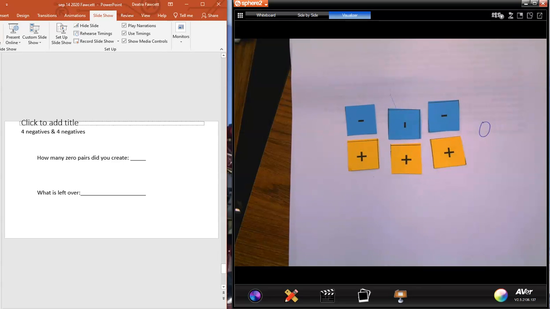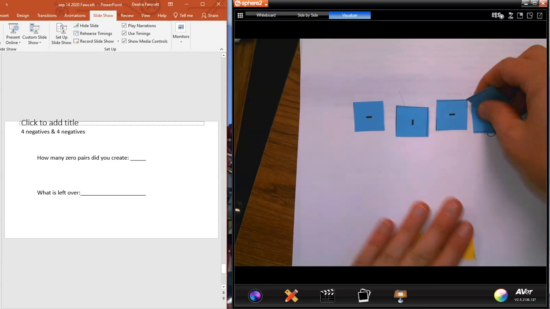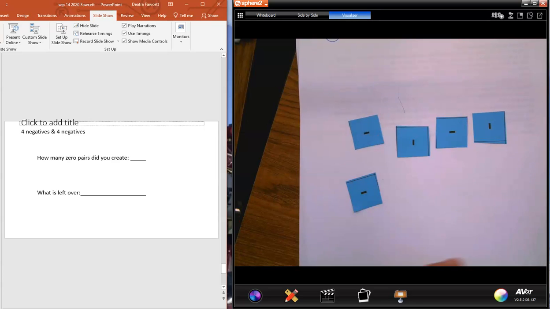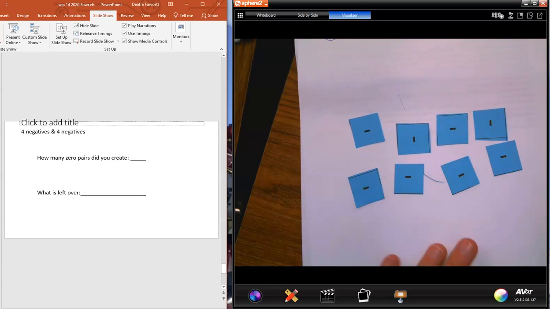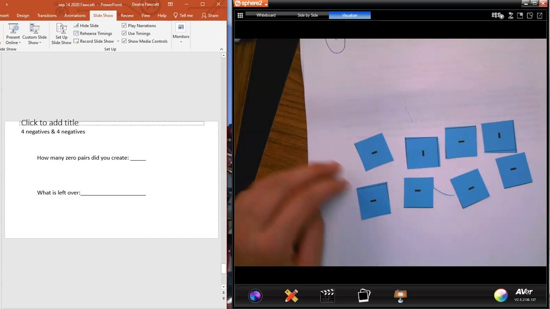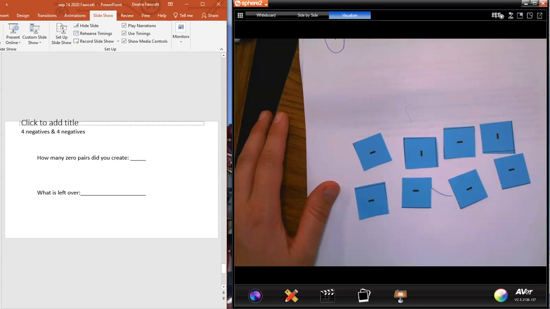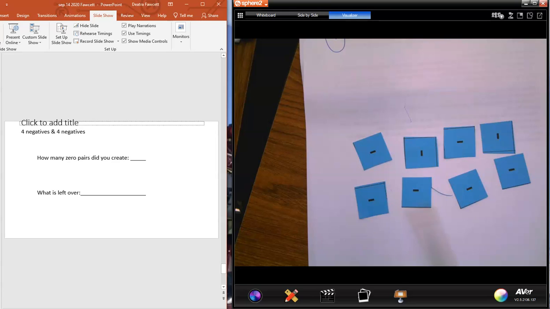And on the last one, 4 negatives and 4 negatives. That is not a typo. There's 4 negatives and there's 4 more negatives. Well, what are my 0 pairs? Are these 0 pairs? No, 0 pair has to be a positive and negative. There's no 0 pairs. But there is 8 negatives left over. So to draw it out, I would draw 8 negatives, and that would be the drawing out.